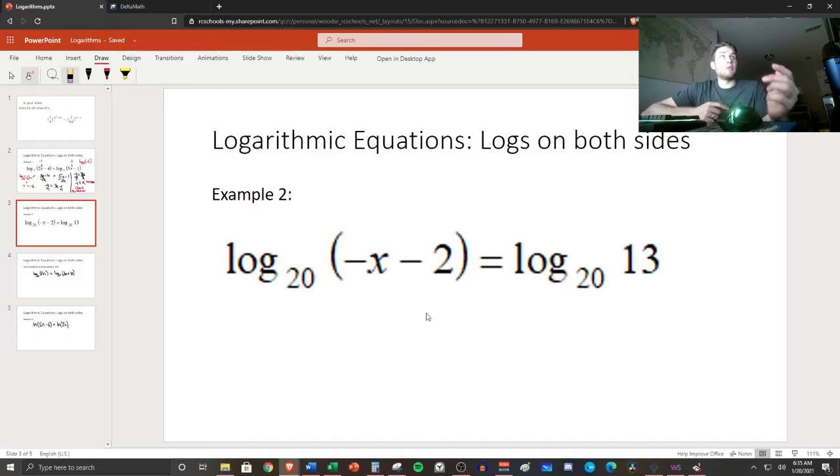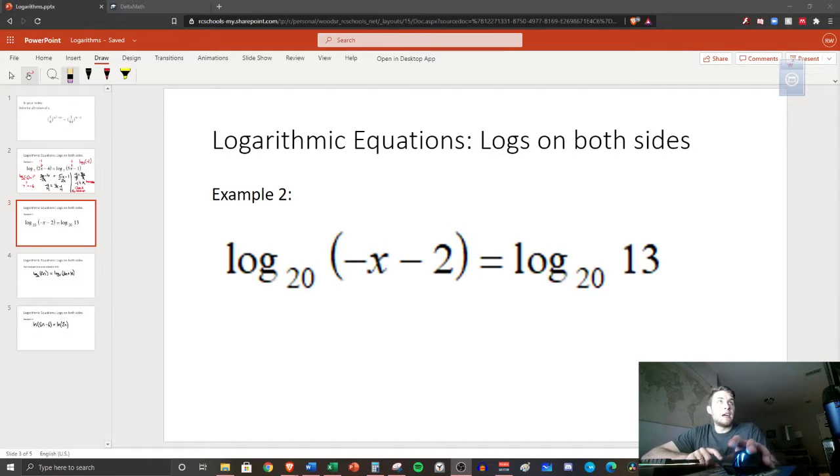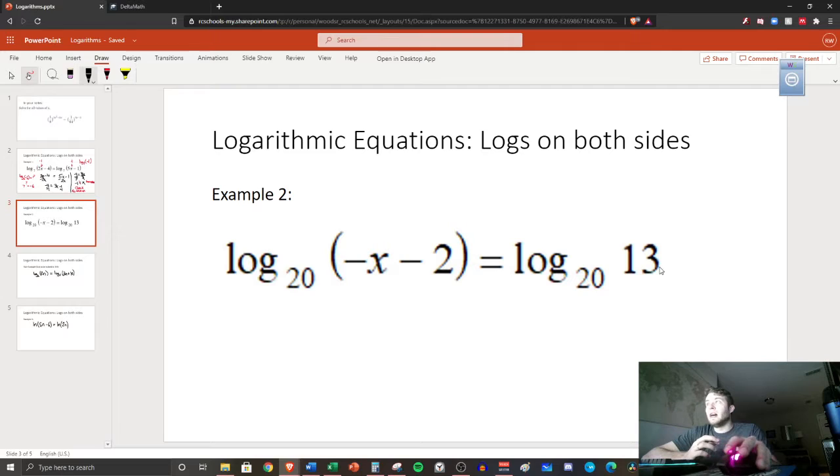So, example 2, I'll pause and give you a moment to not only write this down, let me move my camera back down, not only write this down, but also try to solve it. And you can, by the way, treat this 13 like it's in a parentheses. So I'm going to pause and let you try to not only write it down, but also solve it. This is example 2.